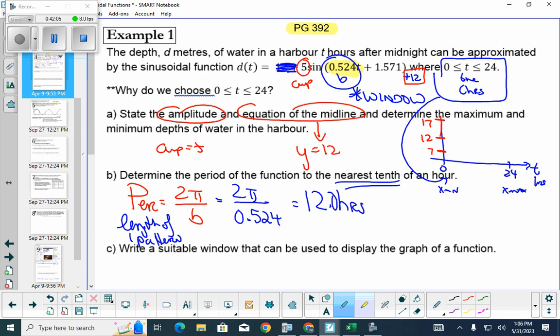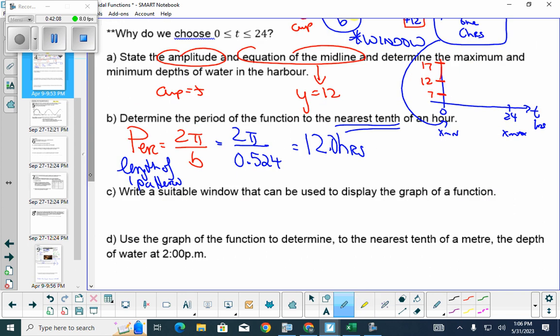Okay. So window settings. For x, I would go from 0 to 24, and for the y's, I would go from 0 to 20. Again, if we give you the equation, you want to be able to find the a value, the b value, and the d value, because that will tell you your window settings so that you can go from there. If you can't figure it out, plug it into your calculator and start guessing and checking until you get the nice little waves to appear.